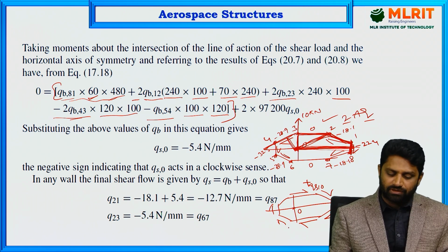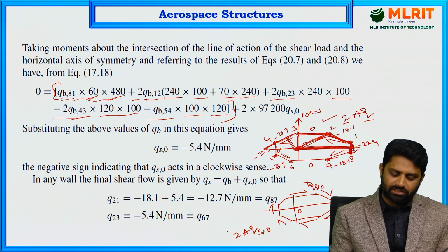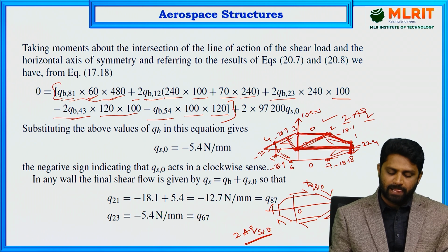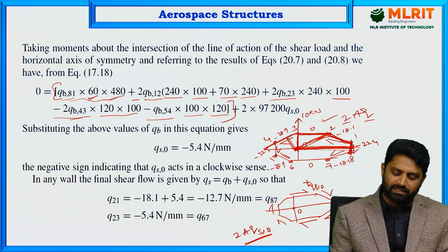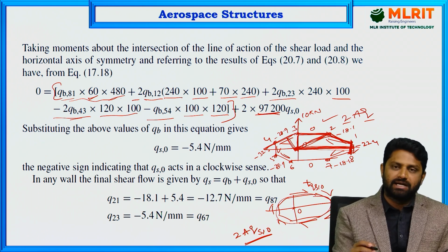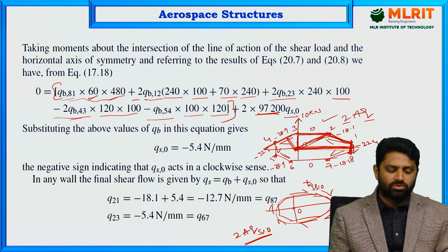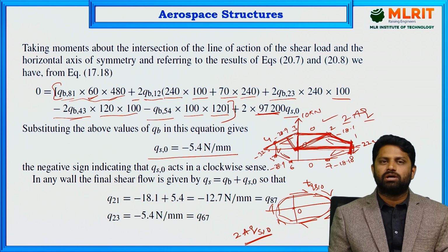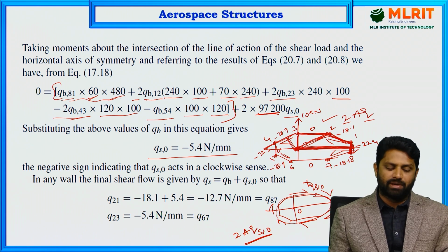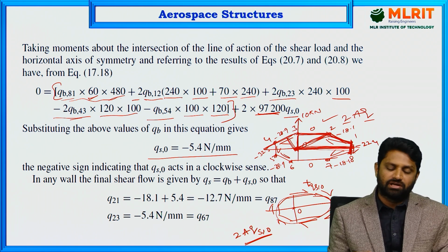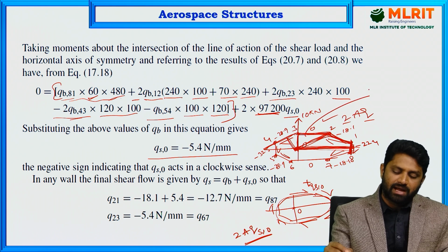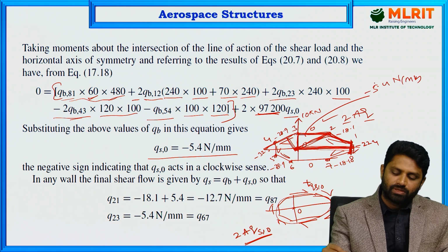Now coming to this one, this is the clockwise moment we considered, and for this also you have to apply 2AQ, that is a torsional moment, 2AQ S0. So 2 into the area of this particular complete cell, which comes as 97,200 when you calculate, into QS0. When you do this, you are going to get QS0 equal to minus 5.4 Newton per mm. This is the additional constant shear flow that would have been there in this panel, minus 5.4 Newton per mm. That is panel 2-3.